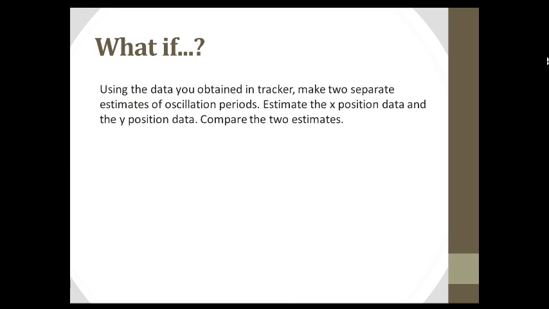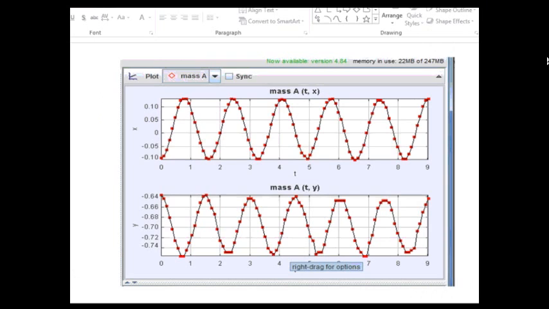So what if? Using the data you obtained in Tracker, make 2 separate estimates of oscillation periods. Estimate the X position data and the Y position data, and compare these two. As we look at my graph, we compare the X and Y position data. After I analyzed this, I found the time to be about 1.58 for the X and 1.6 for the Y oscillations. And when we analyze this, we figure out that the spring is spending more time oscillating in the Y direction than the X direction.